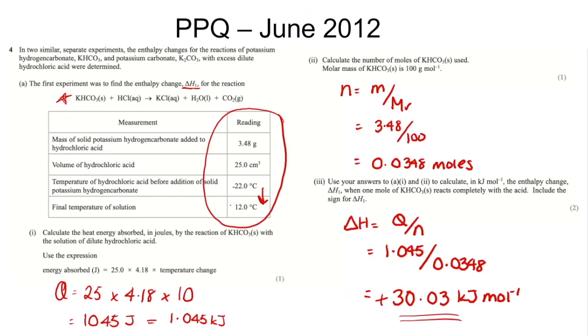You can get transferred errors if you do make a mistake in part 1 or part 2, but these are fairly straightforward calculations, so hopefully we can avoid any errors like that.